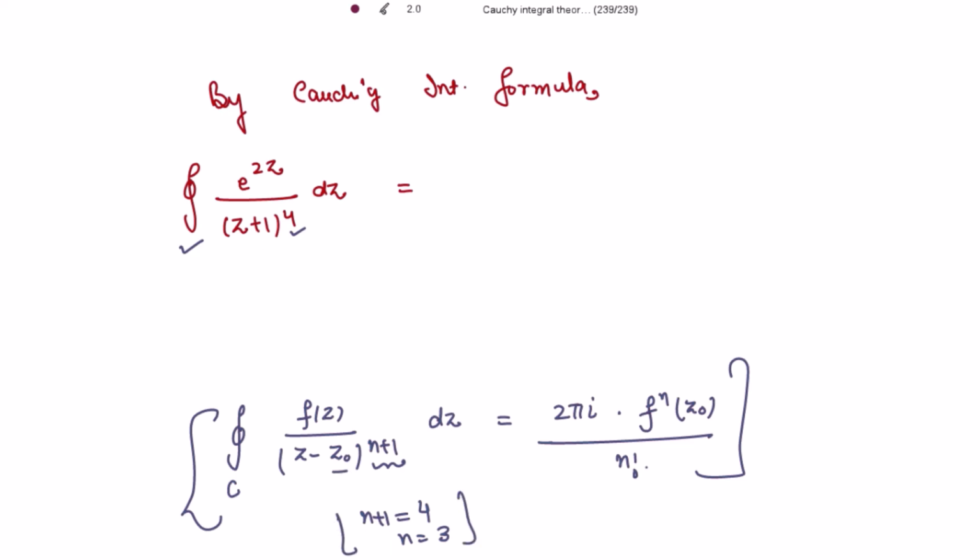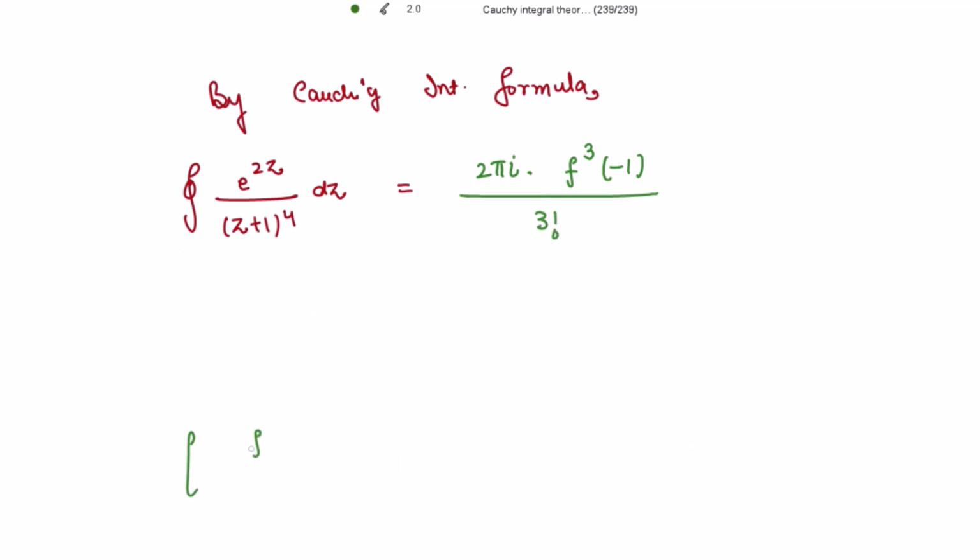And what is z naught? I can write this as z minus minus 1, so z naught is negative 1. So this is equal to 2 pi iota into the nth derivative. N is 3, that means we have to take the third derivative at z naught, where z naught is negative 1, divided by n factorial, that is 3 factorial. Now what is f of z? That is the numerator, so this is e to the power 2z.